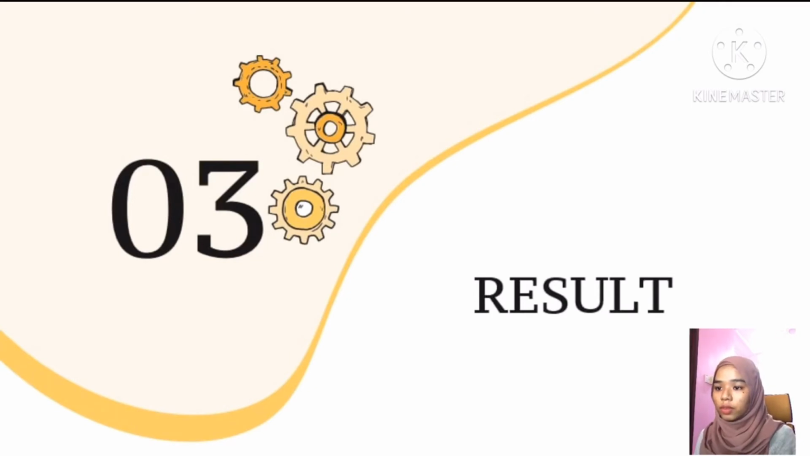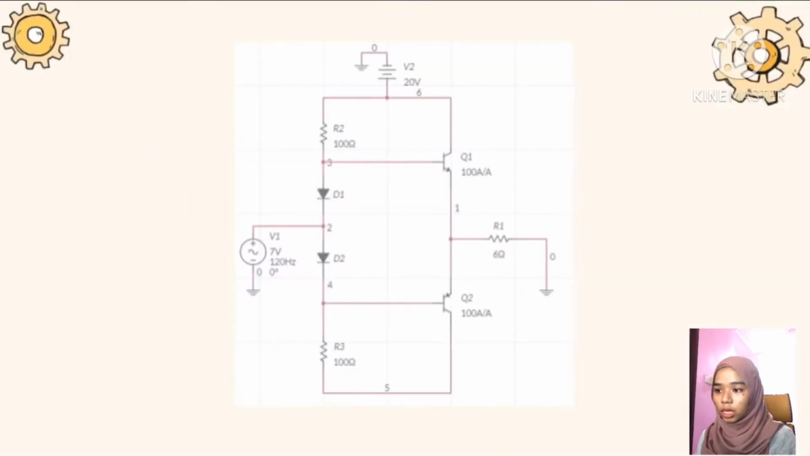So first of all, this is our circuit design of class AB for this assignment. The device starts with two commonly used small signal fast switching diodes. These diodes are connected in series along with the two biasing resistors, R2 and R3. The output stage is fitted with the load resistor RL of 6 ohm, representing a speaker, and an AC signal of 120 Hz with 7 volt peak drive.